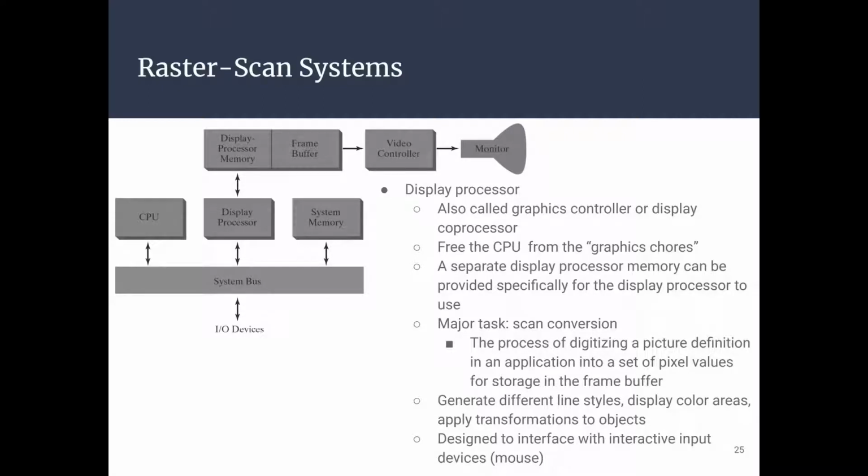The major task of the display processor is scan conversion. And the idea of scan conversion is that it's the process of digitizing a picture definition in an application into a set of pixel values that will be stored in the frame buffer. So with the display processor, it actually helps generate different line styles and display color areas. It helps apply transformations to objects. And it's also usually designed to be interfaced with interactive input devices such as mouse or keyboard.